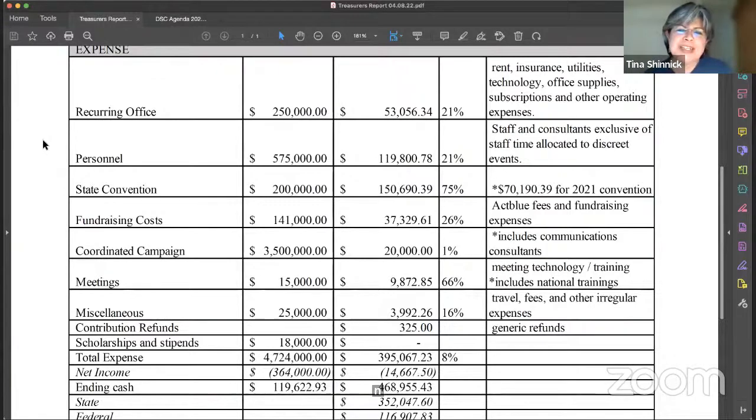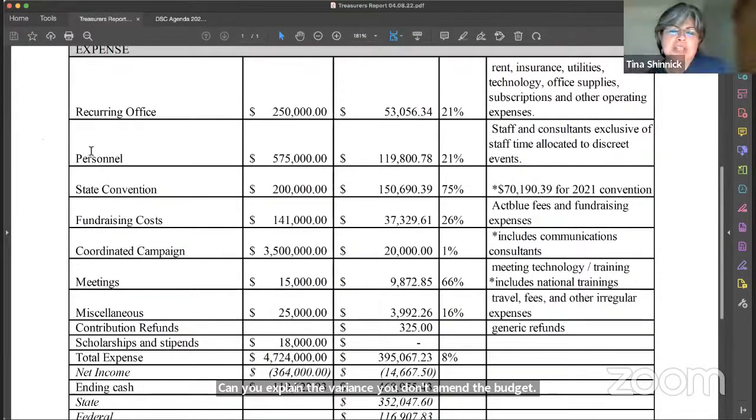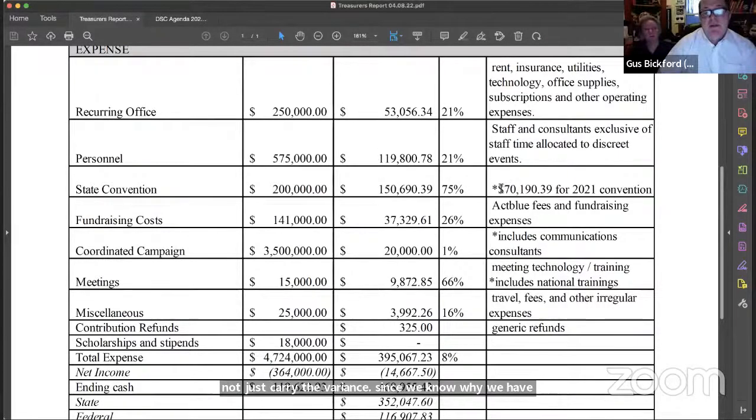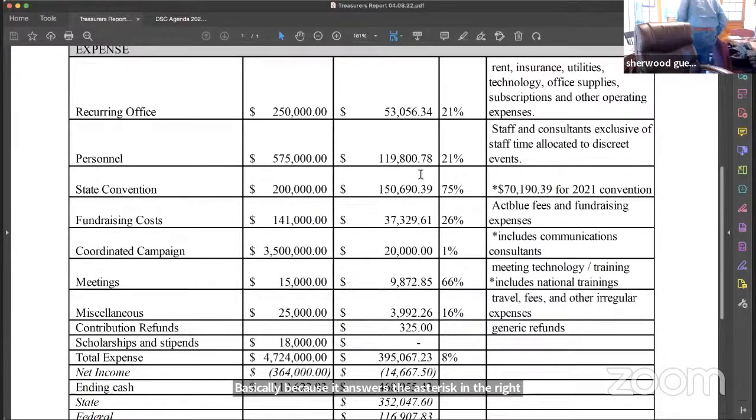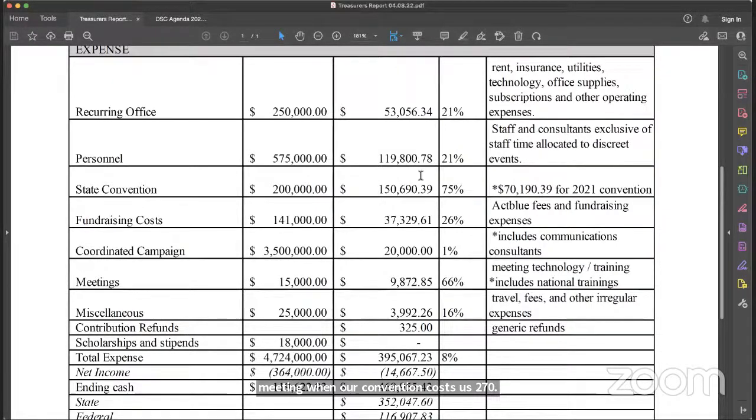Okay, I'm sorry. The vote was already taken, so it's rather moot. But normally when you have a budget item like this where you know you're going to go over, you just carry the variance and you explain the variance. You don't amend the budget. I'm just wondering why you would want to amend the budget and not just carry the variance, since we know why we have the variance. Basically, because it answers the asterisks on the right-hand side, and to your point, it's frankly apples to apples. It's just going to be easier in the September, November meeting when our convention costs us 270. We're just going to remind people the 70 that we spent in January was for 2021.